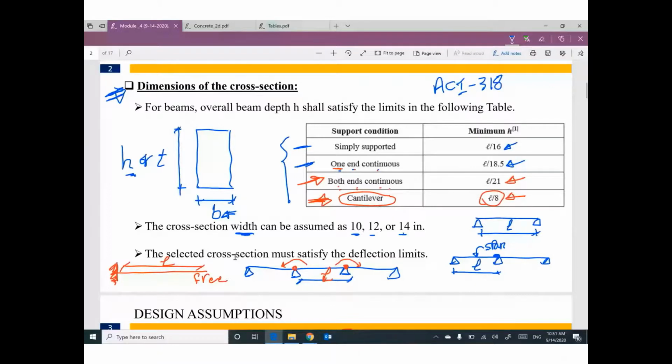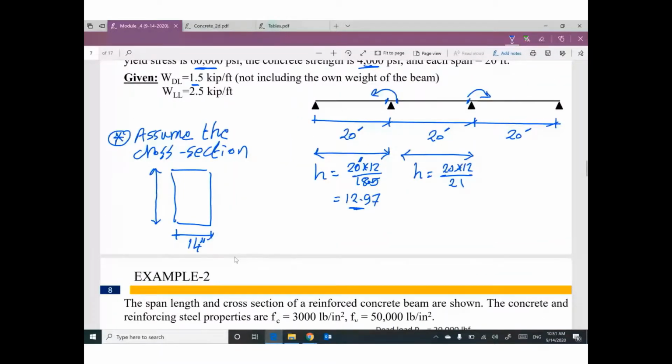So this overall depth will be 20 times 12 divided by 21, which is 11.42. So please go ahead and assume this overall depth, and don't go below this number or even this number. So I'm going to assume it. How much? 20? It's up to you: 22, 17, I'm sorry, 16, 14. That's fine. So I'm going to assume it is 24.